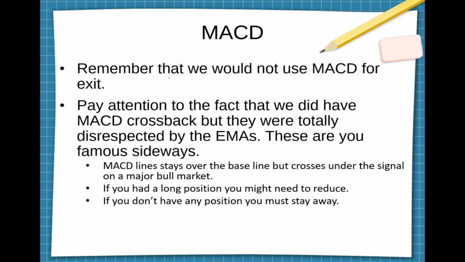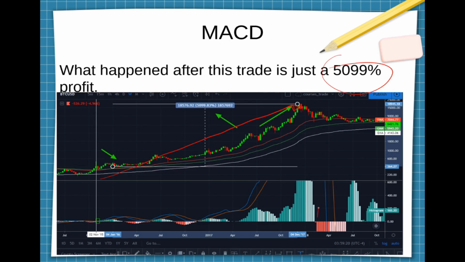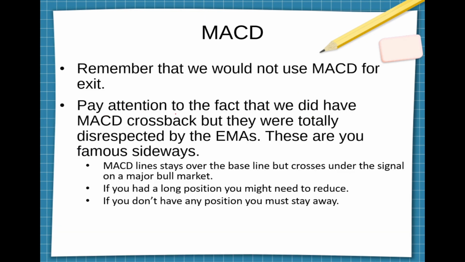Now remember that we will not use MACD to exit because it's probably gonna be too late somewhere here, but you will get the same situation or a different set of bear signals to exit the trade at some point. Now pay attention to the fact that we did have MACD cross back, but they were totally disrespected by the EMAs. The overall trend was always bullish. These are your famous sideways movements, and you don't care about them. There's a way to trade sideways, but we are swingers. We're not gonna get into the detail.